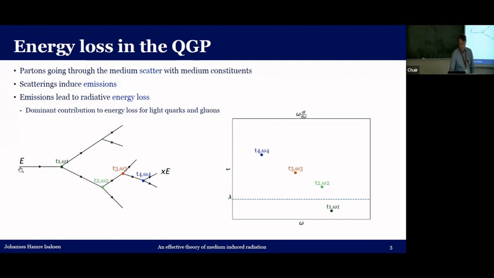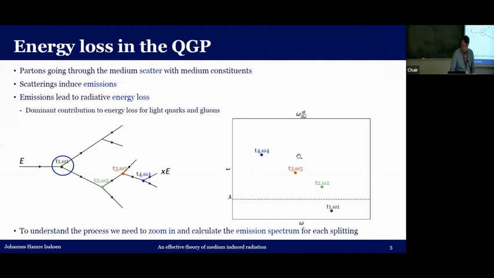But of course, we actually want to calculate these things. We don't just want to draw a picture, we need some numbers. What we need is to put numbers on each of these splittings, and you can put them on this plane here, the omega (energy) and time plane. But we need to know this function to describe these points. So we need to zoom in on one of these splittings, and we will calculate the emission spectrum for each of them.